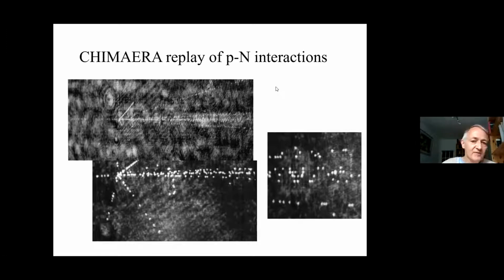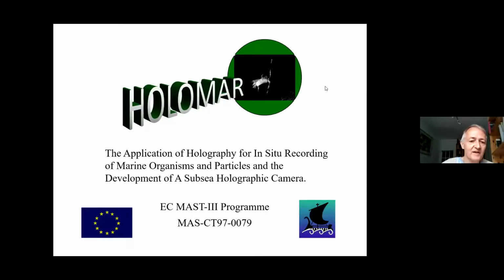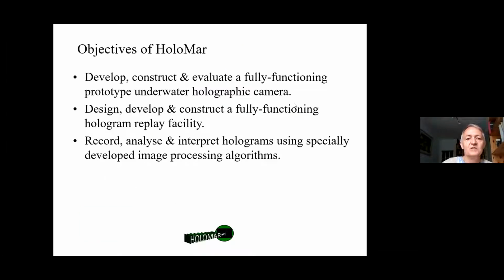Okay, so I thought that was pretty much the end of my interaction with holography. I did a little bit more, but to my surprise, about 15 years later, I got involved in using holography to record marine organisms as part of an EU program called HoloMar. The idea here was to produce an underwater holographic camera to look at plankton.